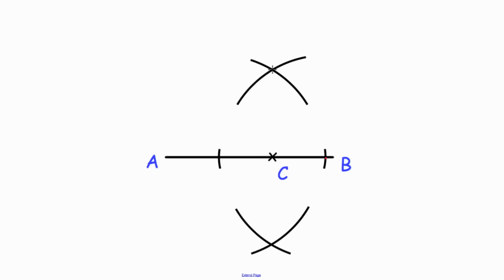And then finally, if we join up these 2 points there and there, that line will pass through C at 90 degrees. So that is a line that is perpendicular to AB and passing through C.